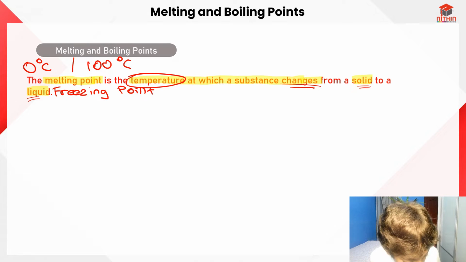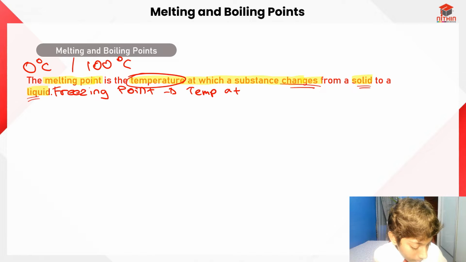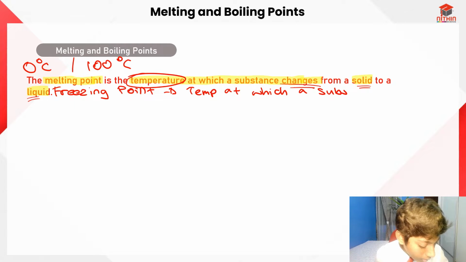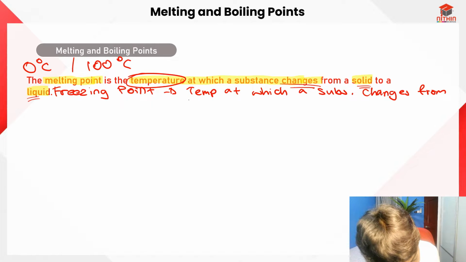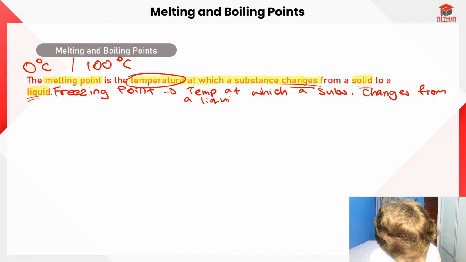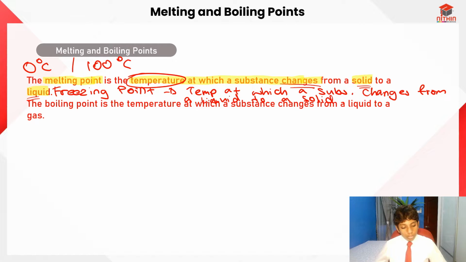So what is freezing point? Freezing point is basically the temperature at which a substance changes from a liquid to a solid. Okay, so this is basically the freezing point. As you can see, it is overlapping with the boiling point, so let me just erase it. So I hope you understood the freezing point.